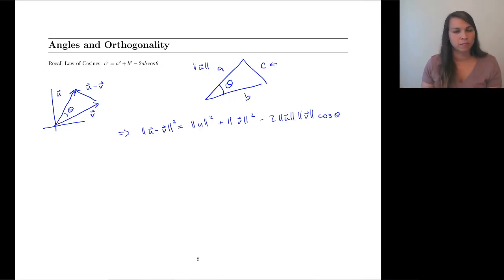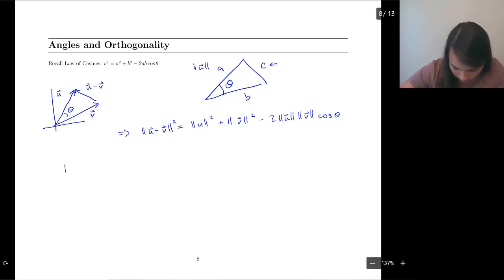So there we go. We plugged it into the law of cosines. I'm also going to do something else. We can also do another way. Let's go at it from the dot product way, because we know things about dot products.